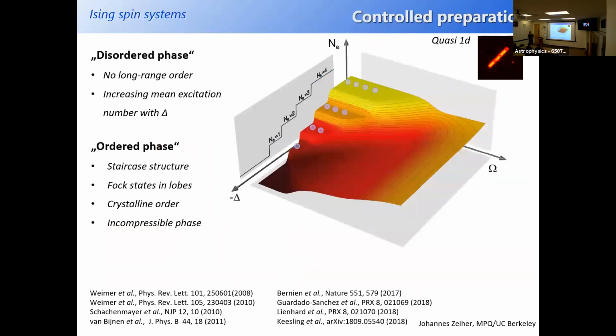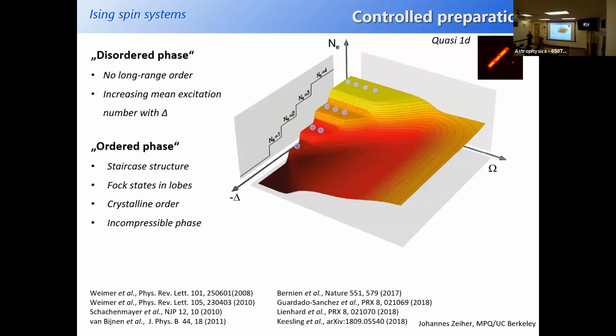Before showing you the results, I want to briefly discuss the structure of the phase diagram of this Ising model, because there are 2 interesting phases. There's a disordered phase, first of all, like in the conventional Ising model that you know, a phase where you strongly drive the spins, so you don't have spin order. All the spins just align with the transverse field, the driving field. This is the phase where omega is large and delta is small.